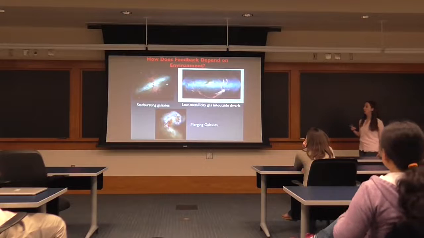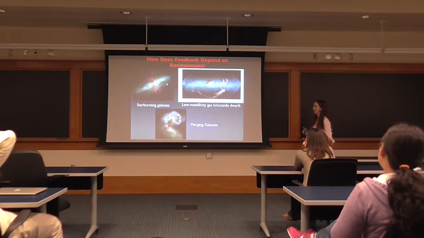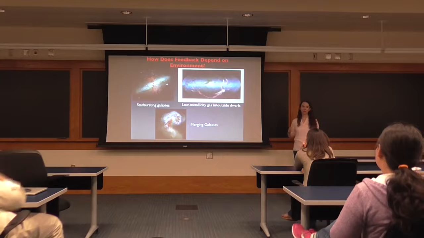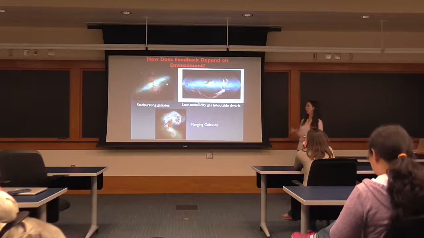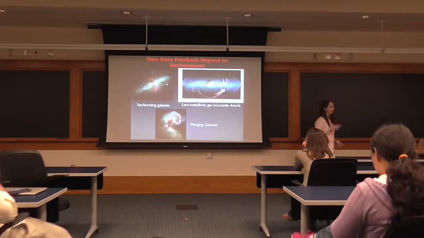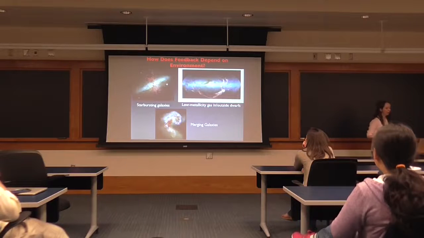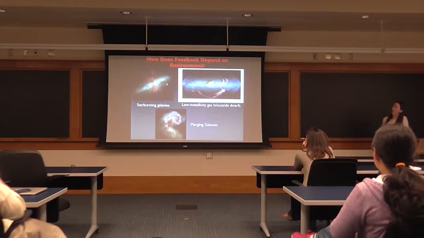Number 2 is looking at feedback in different environments. If we look at other H2 regions and, say, starbursting environments, low metallicity environments, or emerging galaxies, we can begin to understand the effect that these different environments can have.